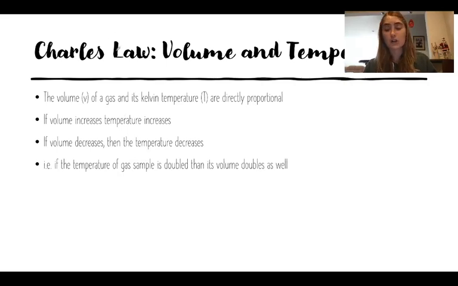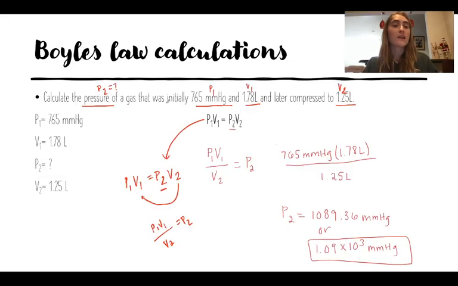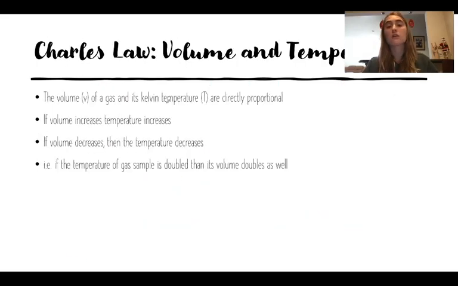Now we're going to look at Charles' law. So Boyle's law looked at volume and pressure. I'll go back here. Pressure and volume. Now Charles' law is going to look at volume and temperature. So we're comparing two new variables here. So the volume of a gas and its Kelvin temperature are directly proportional.